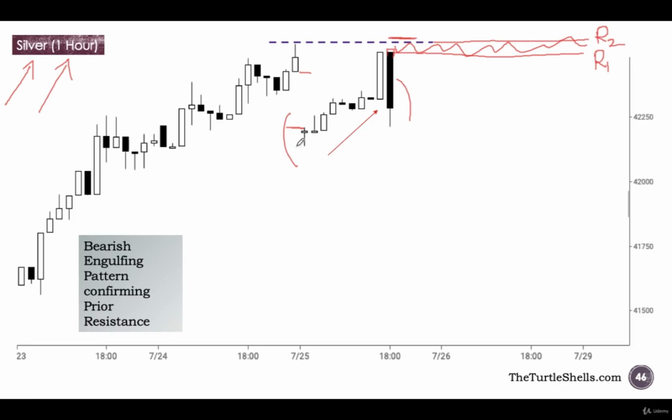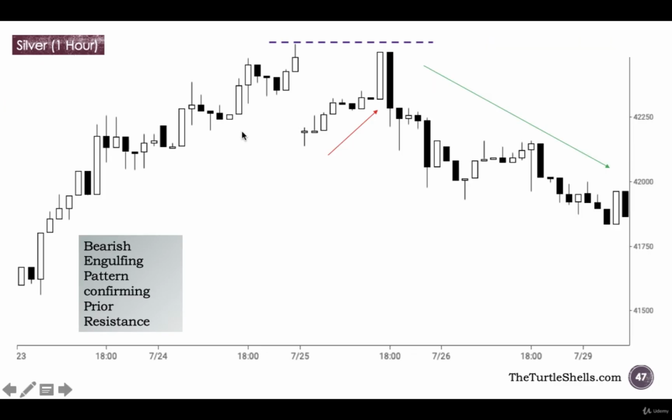However, I wouldn't take that trade. Why? Because of the reward to risk. If you take an entry here, that's your reward. And the risk is clearly more than that. Okay? So because of the poor reward to risk, I wouldn't take this trade. It's a 1 hour chart. It's an intraday chart. But look what happened.